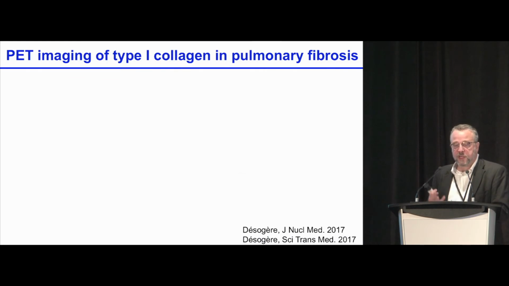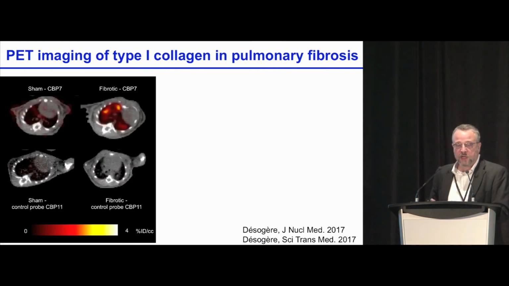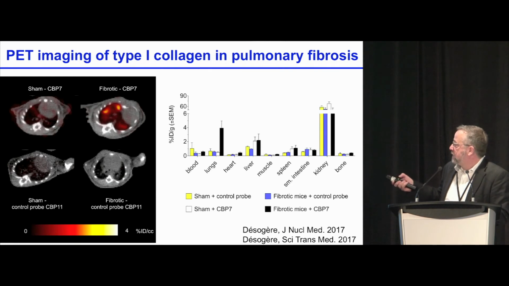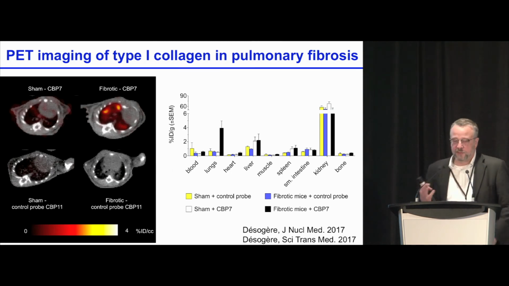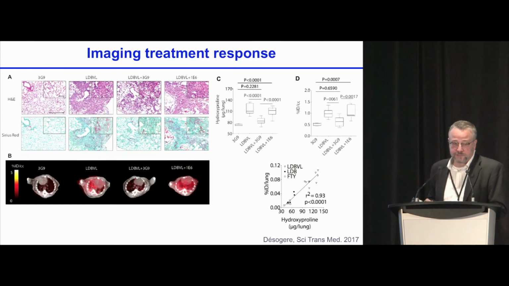We can also look at type 1 collagen with PET. This is a similar type of example, again back in the lungs, again showing that with the active probe in diseased animals we see signal. And if you look across other tissues with our active probe and our control probe, we see a very similar distribution in the tissues of mice, whether they're bleomycin injured or not. The only one that's different is the lung, where the active probe gets high uptake in the diseased lung.